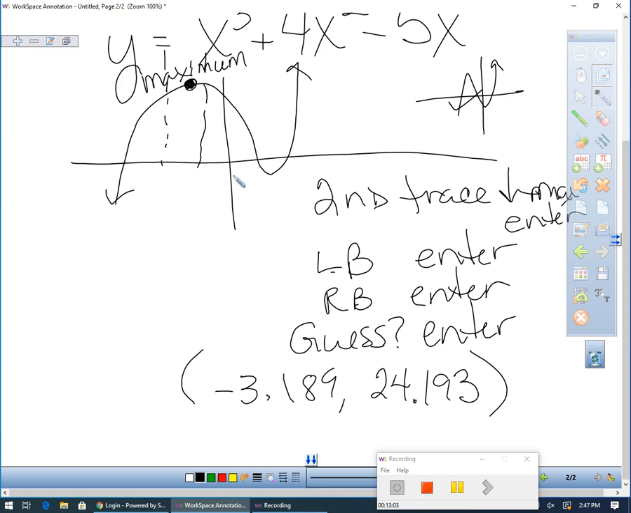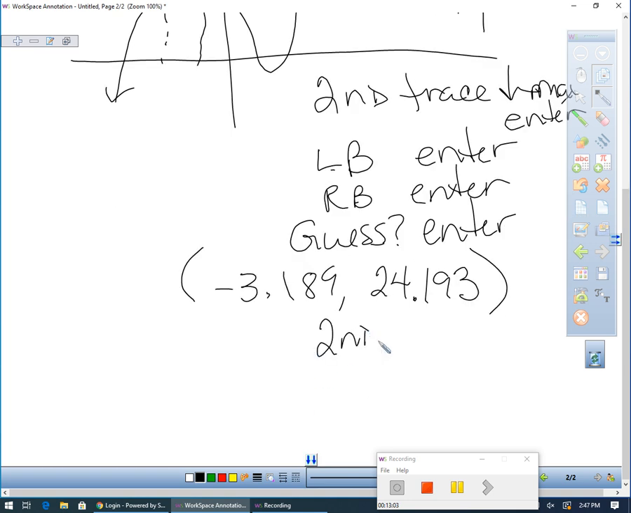But now we got to do the minimum. So you got to find the max and the min. Yep, exactly. So now we're going to go back through and do second, trace, go to the minimum, and enter. And you surround the minimum point. So the left bound is on this side. The right bound is on this side. Hit enter, same thing. Okay?